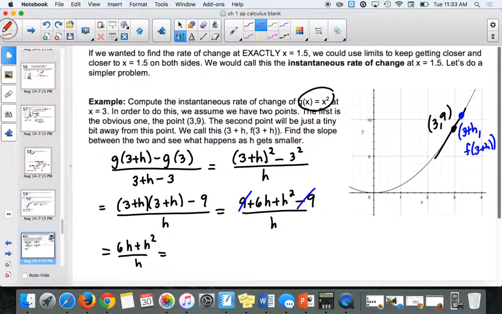So you can do that little cheesy heart thing I showed you. You could do that first. Or you could factor the h to the front, and you have 6 plus h over h, and then the h's cancel. So either way you want to do that.